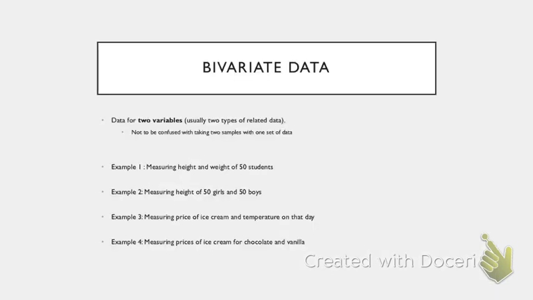All right. Bivariate data. It is data for two variables, usually two types of related data. And it is not to be confused with taking two samples with one set of data.